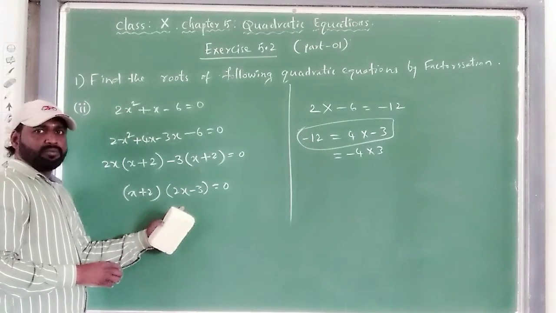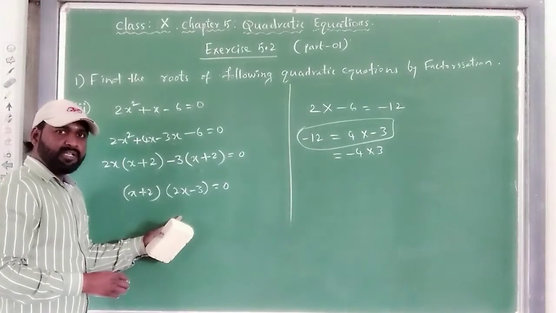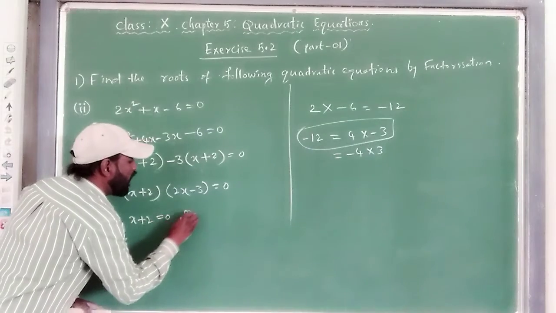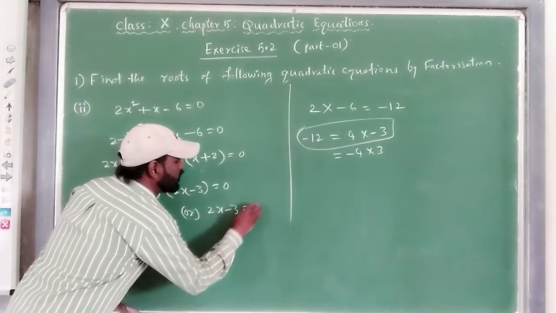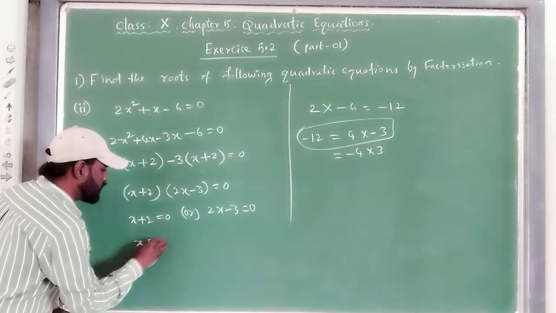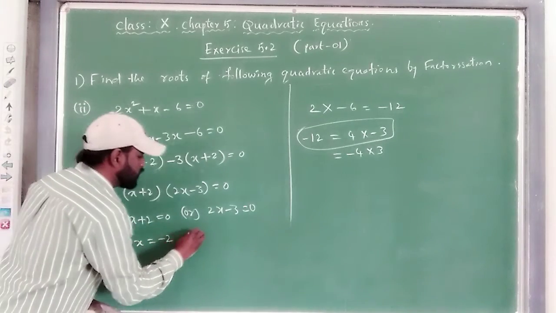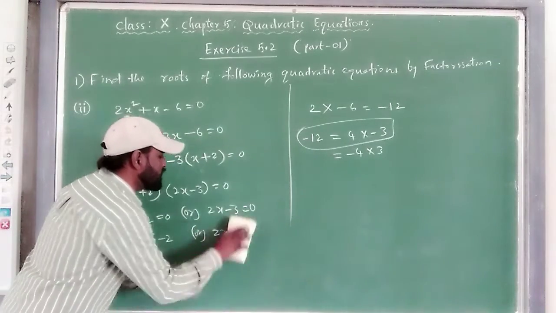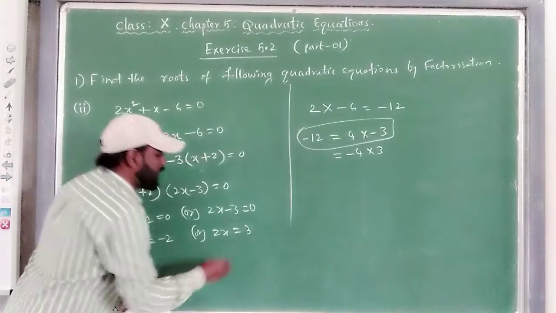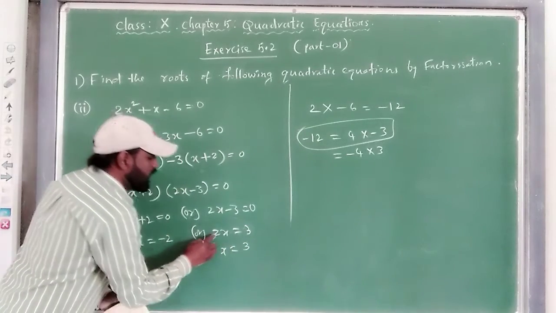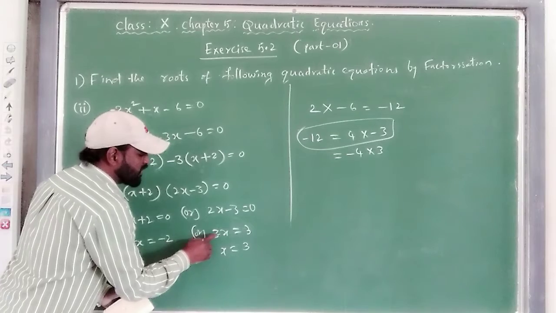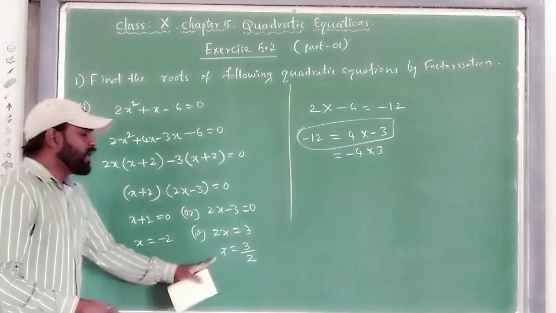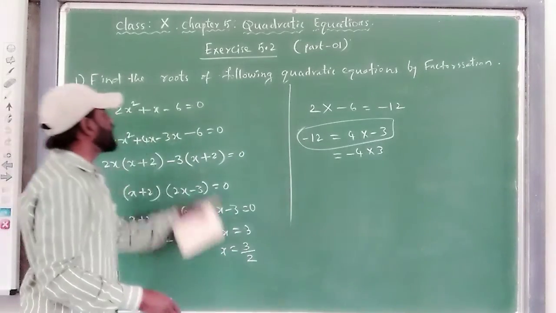Again same, product of the two terms is equal to 0 means either of them should be equal to 0 or both should be equal to 0. So x plus 2 is equal to 0 or 2x minus 3 is equal to 0. Now x plus 2 is equal to 0, that means plus 2 when you transpose that side will become minus 2. Or here 2x minus 3 is equal to 0 means when you transpose that minus 3 that side it will become plus 3. Then 2x is equal to 3. Here in between 2 and x there is multiplication. When you transpose this 2 that side it will become the denominator. That means x is equal to minus 2, x is equal to 3 by 2.